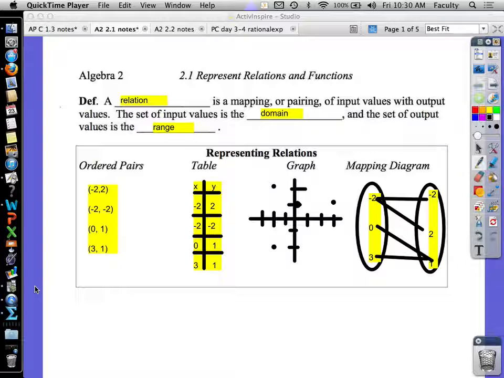Okay, so you can represent a relation in at least 4 ways. Ordered pairs, a table of values, you can plot them on a graph, and you can use a mapping diagram. And you should remember this from Algebra 1. This should not be anything really new.